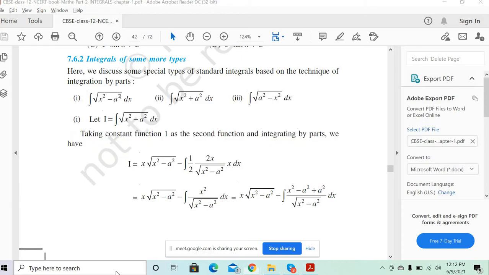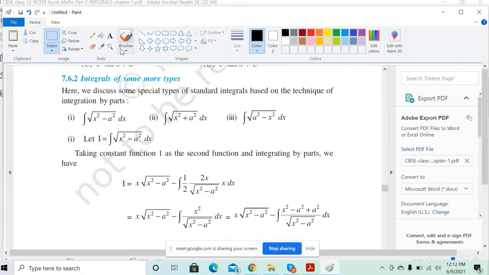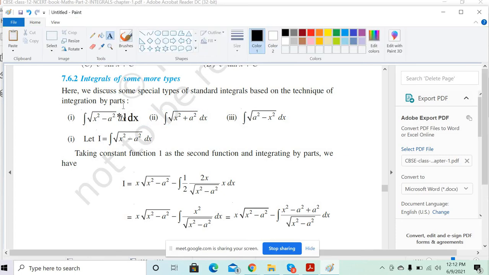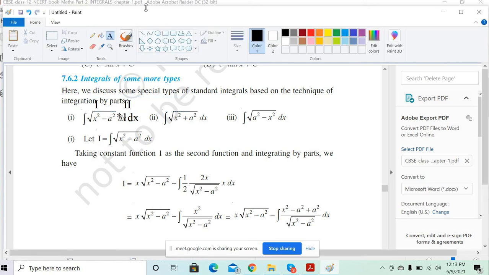And then it'll be the same method. No need to worry, the method remains the same. So your first function, you can just put as root of x square minus a square into 1 dx. So 1 is the second function, and this is the first function. Now apply the integration by parts method.